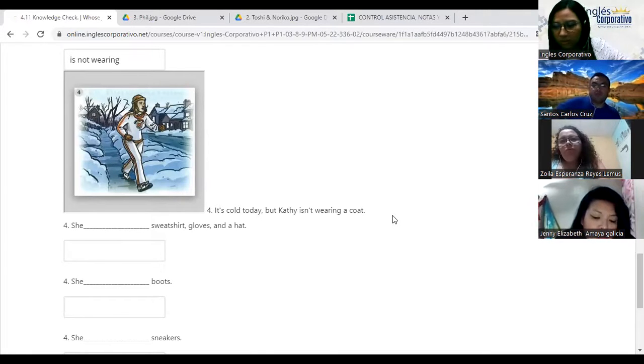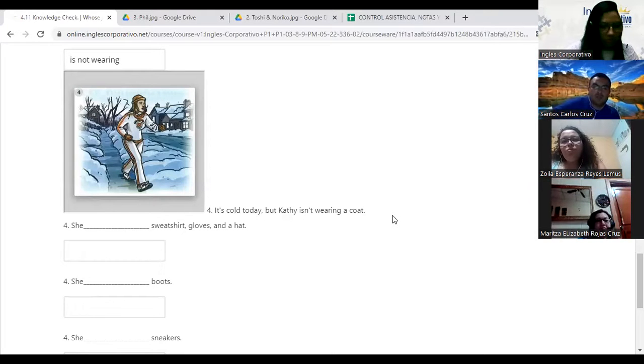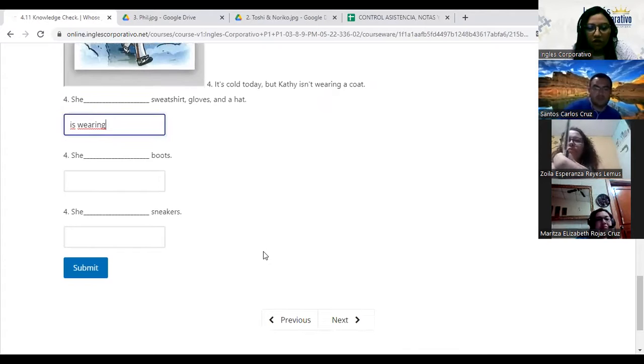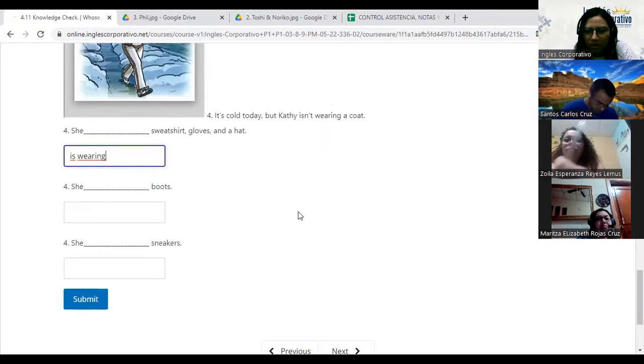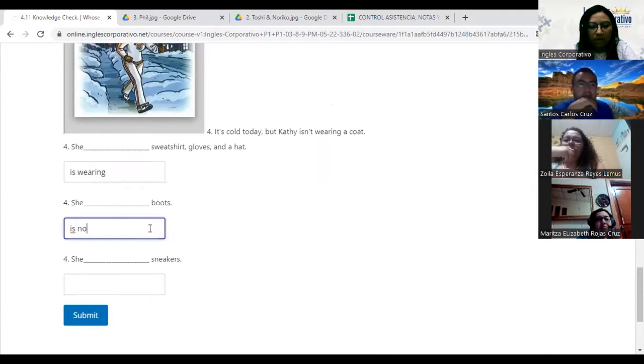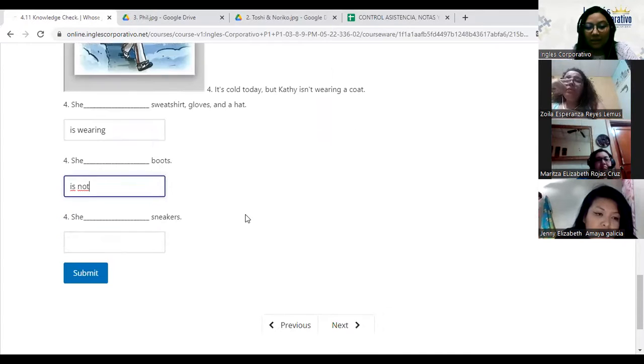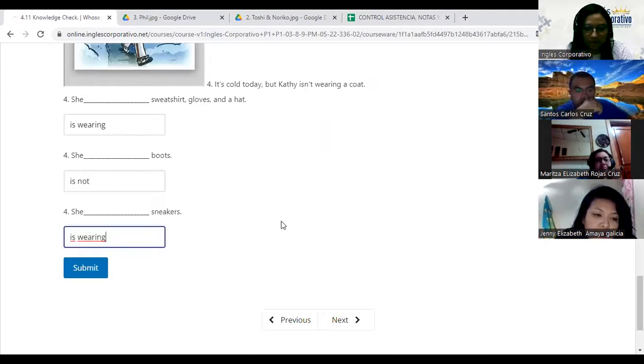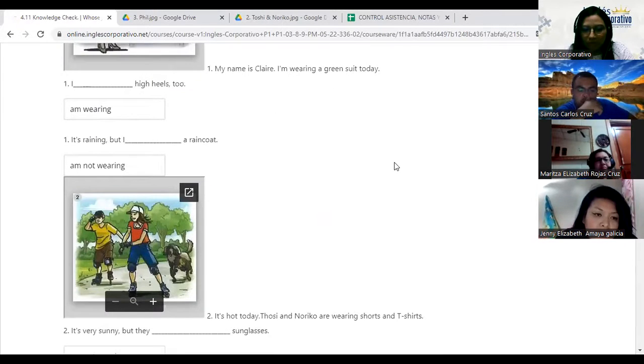¿Saben qué es una sweatshirt? ¿Qué será eso? Yes. Sudadera. Ok, la llamamos sudadera. Muy bien. She, sweatshirt, gloves, and a hat. ¿Será que está vistiendo esas tres cosas? She is or she isn't? She's wearing. Sweatshirt, gloves, and a hat. She boots. Is she wearing boots? She's not wearing boots. Sneakers. ¿Será que son esos sneakers? She's wearing sneakers. ¿Alguna corrección que quieran hacer antes de enviar o estamos bien?